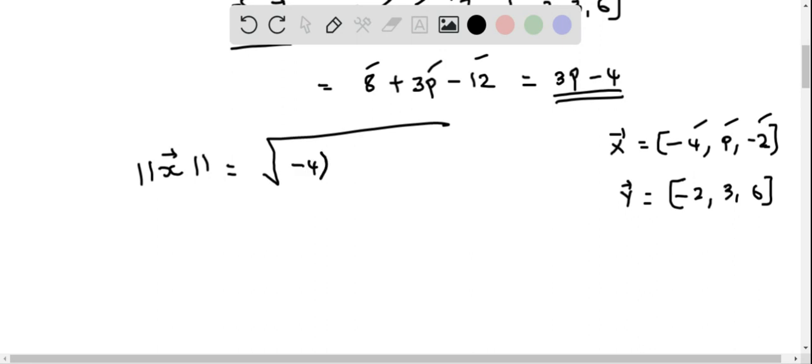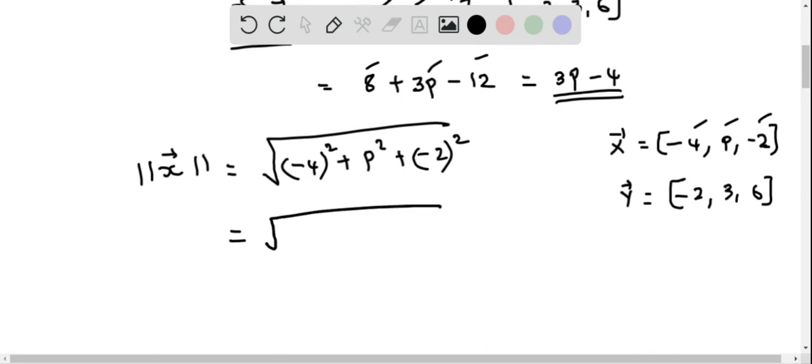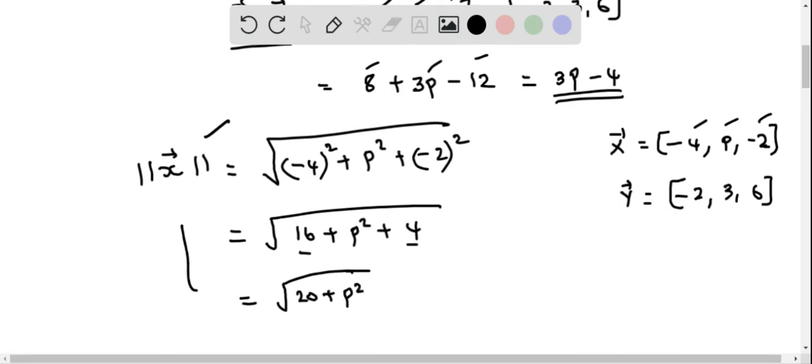So it is negative 4 square plus p square plus negative 2 square. And so simplifying this, this is under the square root. Negative 4 square is 16 plus p square plus negative 2 square is 4. Simplifying this, we get 16 plus 4 is 20. So this is square root of 20 plus p square. This is the magnitude of x vector.